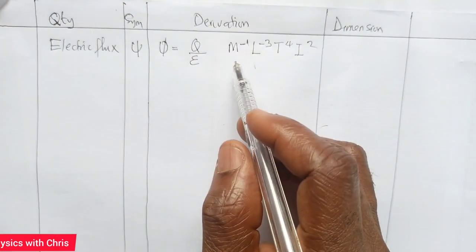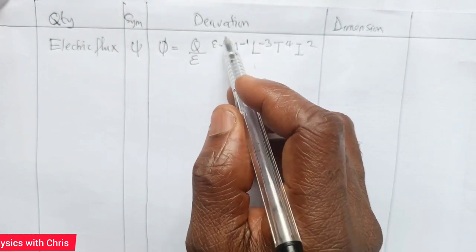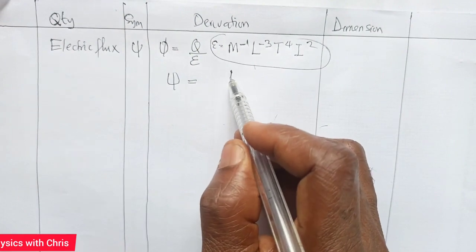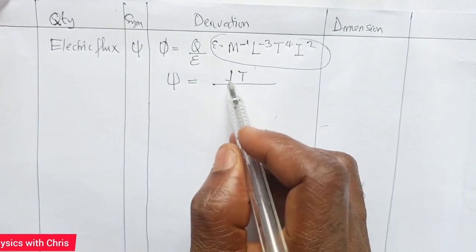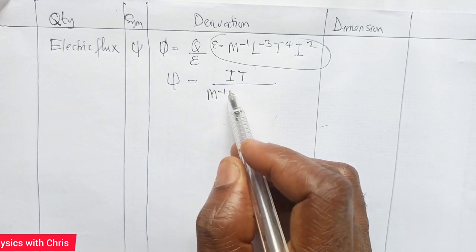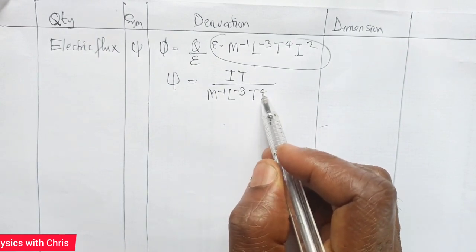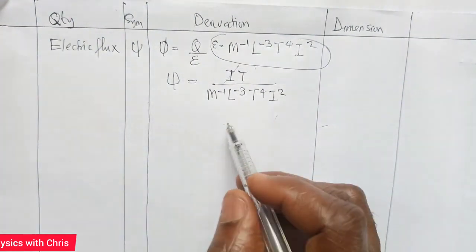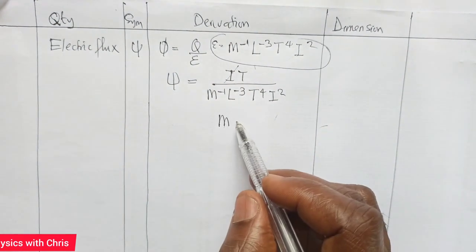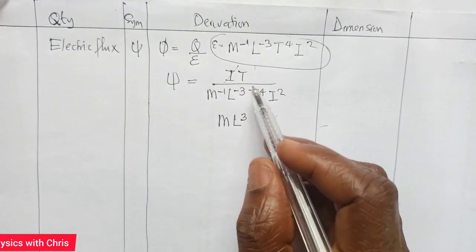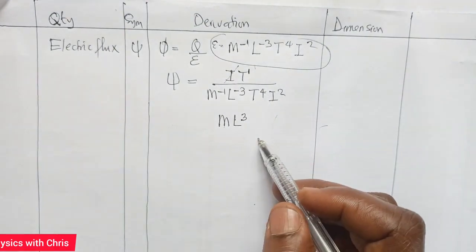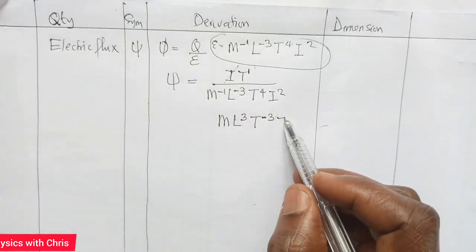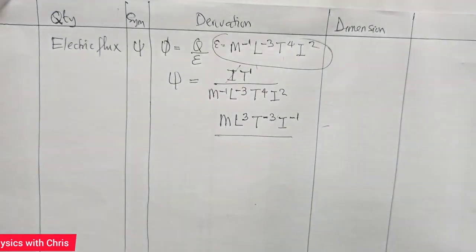So that's the dimension of permittivity. Now we need to find the dimension of electric flux by dividing charge. The dimension of charge is IT divided by the dimension of permittivity, M minus 1, L minus 3, T 4, and I squared. So when we simplify, this one cancels this. That gives us M, and when it goes up, L raised to power 3, then T raised to power 1 divided by this gives T raised to power minus 3, and then this gives you I raised to power minus 1 as the dimension of electric flux.